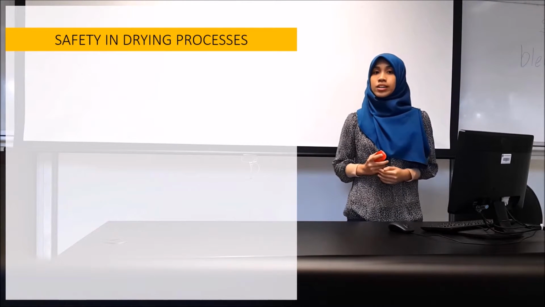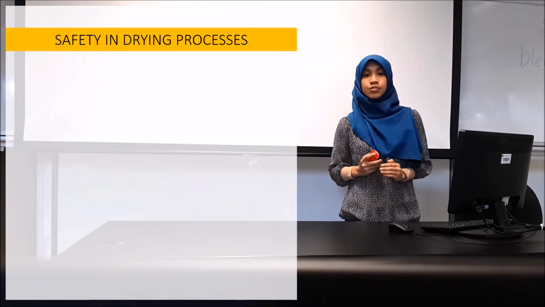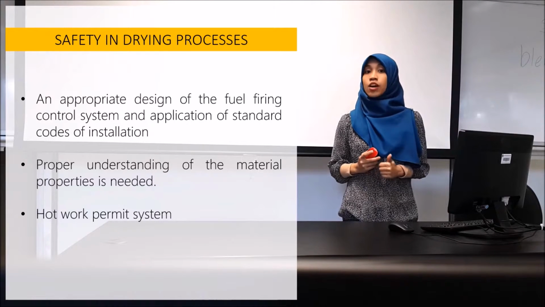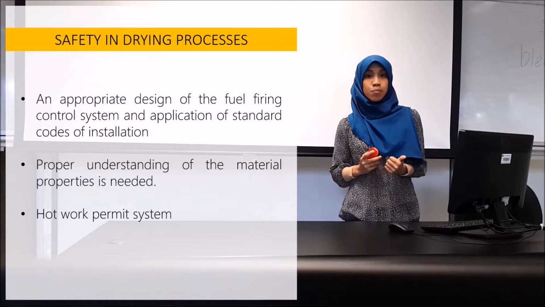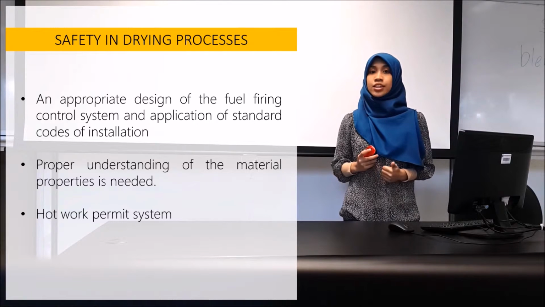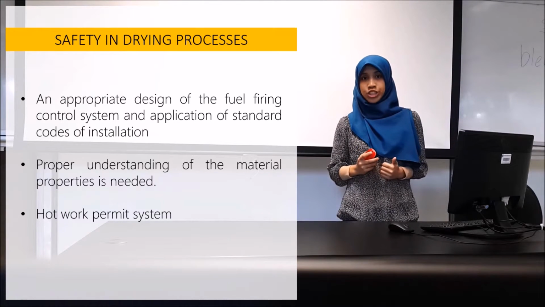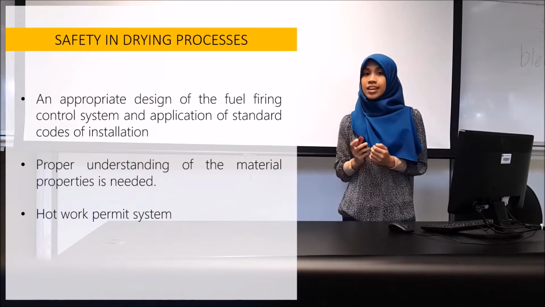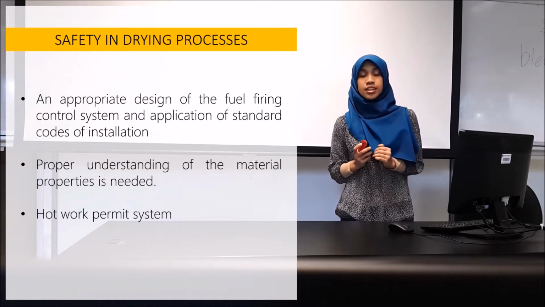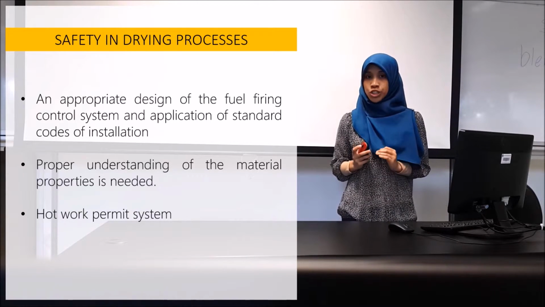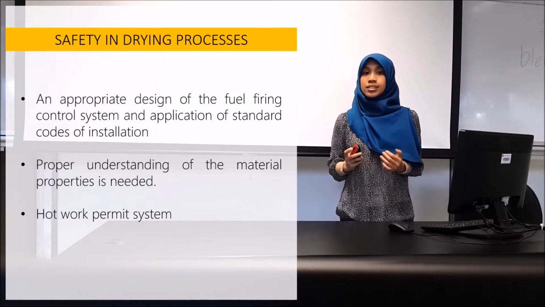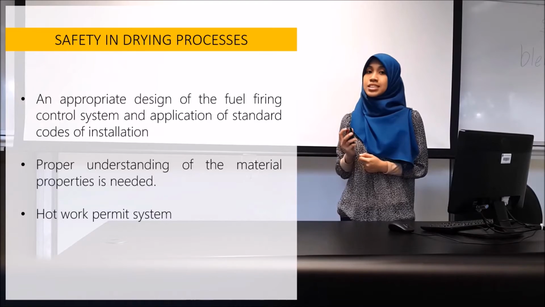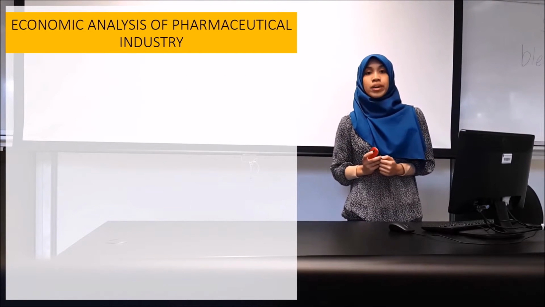Thus, in order to avoid these hazards to become worse, a few safety measurements must be taken care of. First, an appropriate design of the fuel firing control system and application of standard codes of installation will limit the risk from this exposure. Second, to control the potential of overheating, proper understanding of the material properties is needed. Thirdly, hot work exposures are common in this industry, and the hazard can be reduced or prevented by implementing a hot work permit system. Okay guys, now let's move to economic analysis.